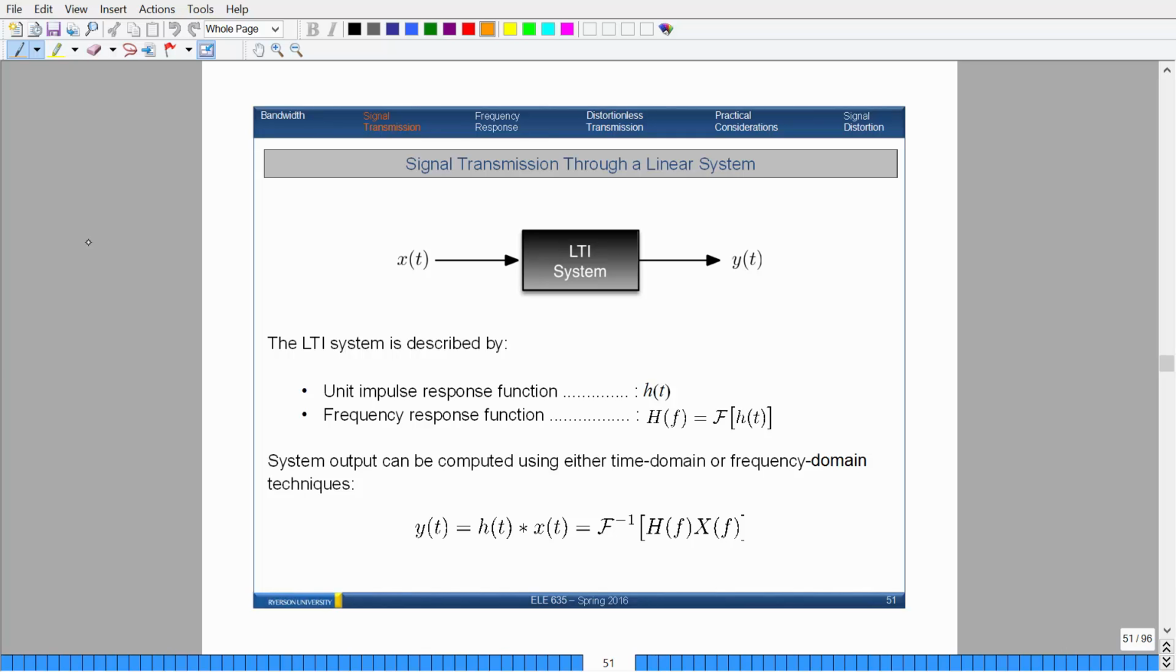You want to transmit signals through channels, and the objective is to look at the output signal and make sure that the input matches the output as it passes through the channel. Okay?